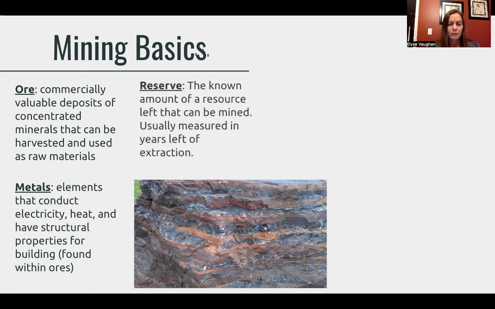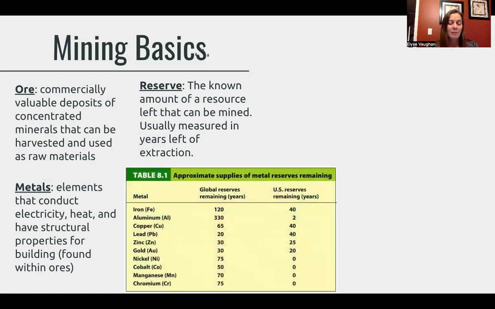Okay, so next term is reserves. When we talk about a reserve, we're talking about the known amount of a resource left that can be mined. And we usually measure this in how many years are left of extraction. And that's assuming that we continue to extract at the current rate.